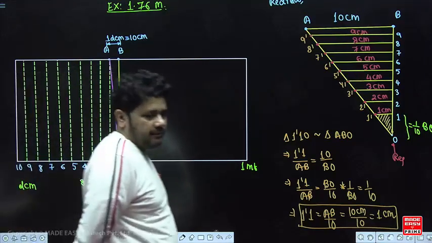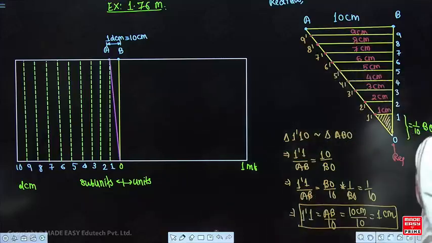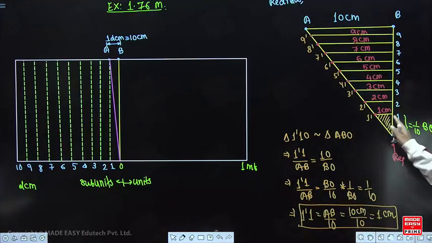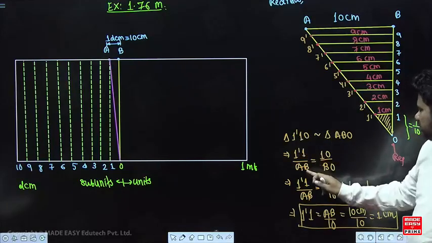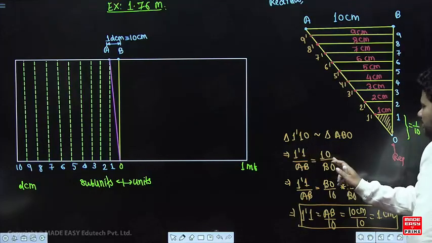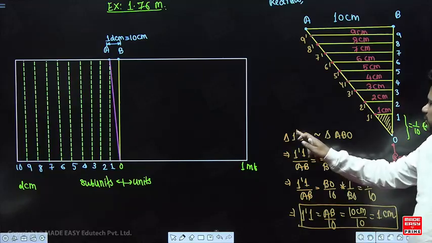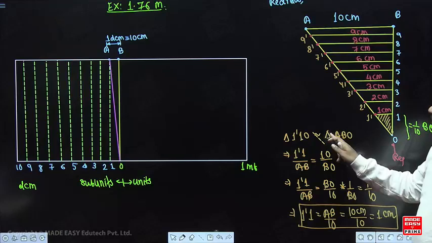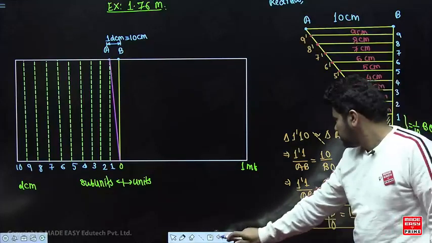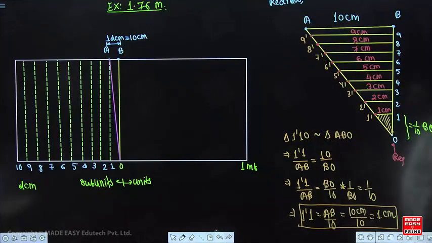See, from the concept of similarity of triangles, this 1 dash 1 O and ABO are similar. So 1 dash 1 upon AB will be equal to 1 0 upon B 0. Similarly, that will be equal to 1 dash O upon AO, correct? So that is the property of similar triangles, right? And this length will be how much? It will be 1/10 of BO. Fine.